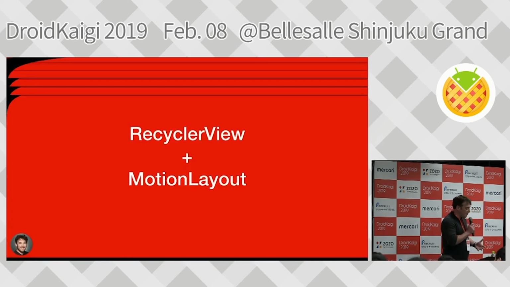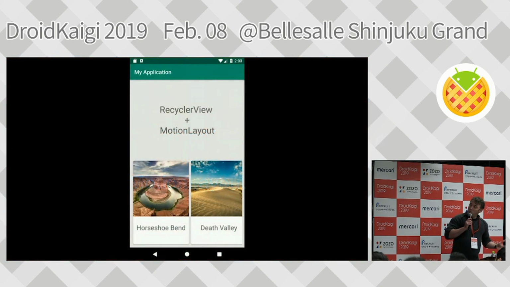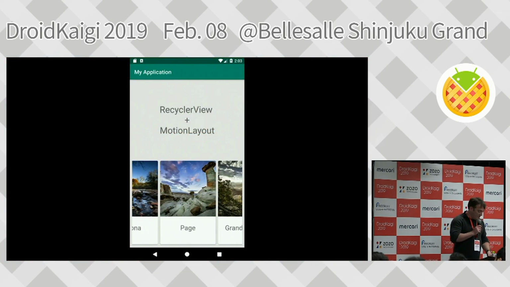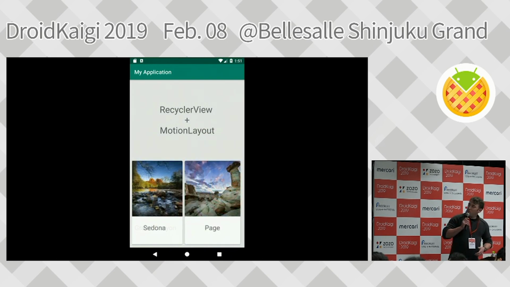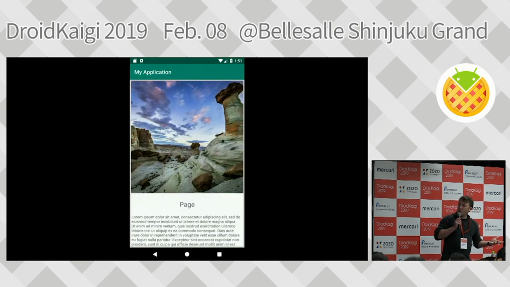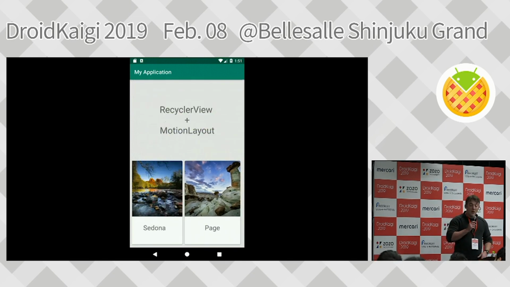So in Alpha 4, we'll have some support for RecyclerView and MotionLayout. So what do I mean by that? Imagine you have this screen and you have a RecyclerView at the bottom, and you may want some fancy animation when you trigger your element, right? How do you do that with MotionLayout?